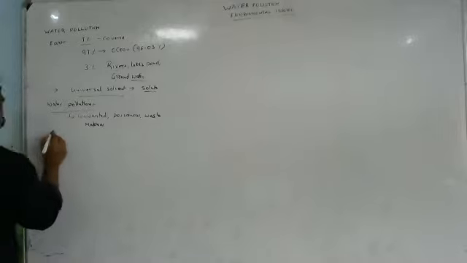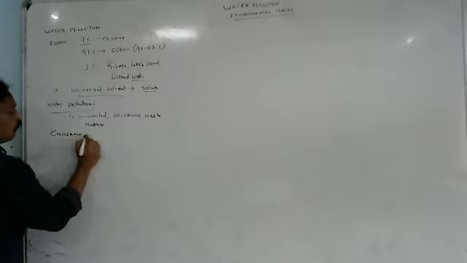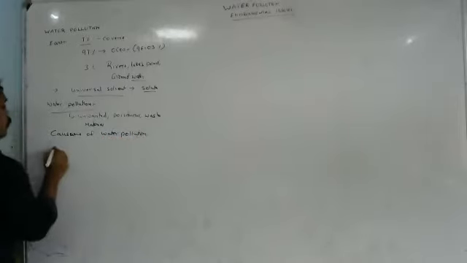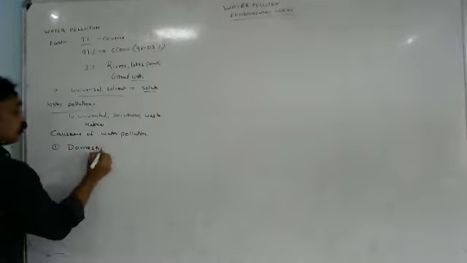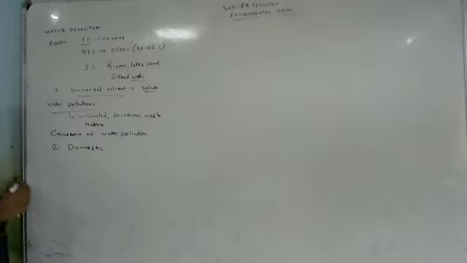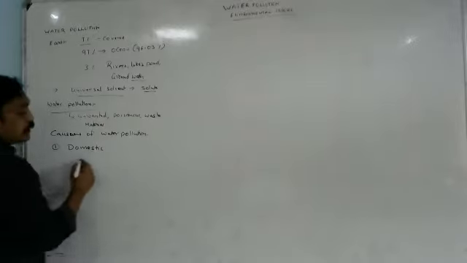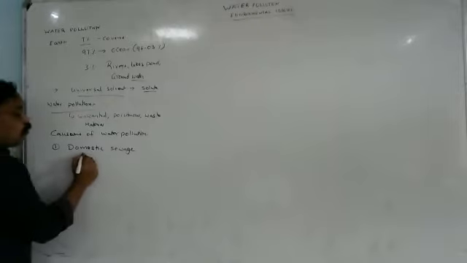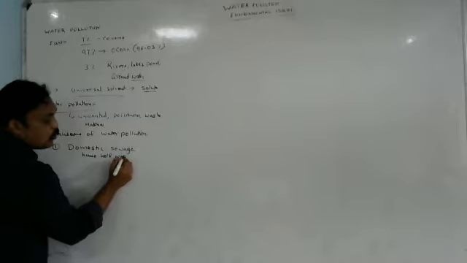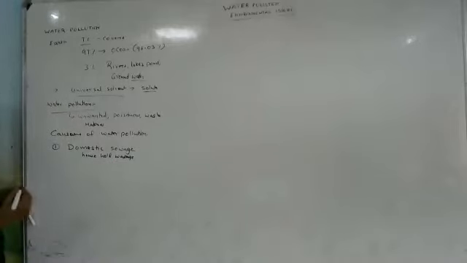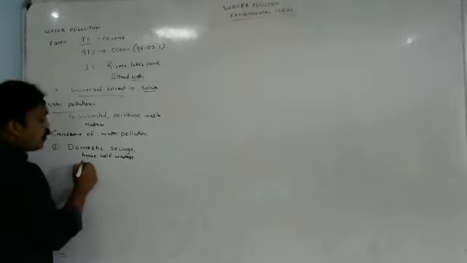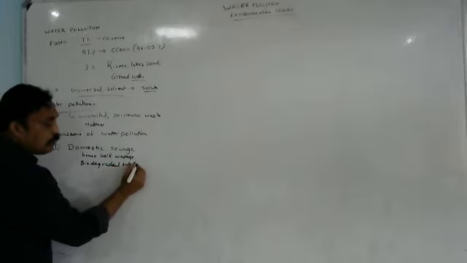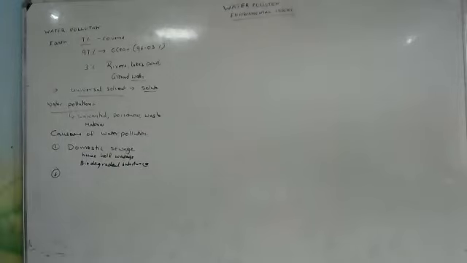So what are the causes of water pollution? One is domestic sewage. Most of the rivers, lakes and ponds in towns and villages are polluted because of domestic sewage, the waste water coming from homes. We can call it household or domestic wastages. It may be solid or liquid, and most domestic wastages are biodegradable substances. One reason for water pollution is domestic sewage.